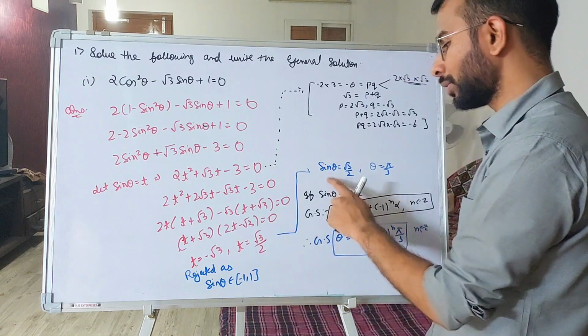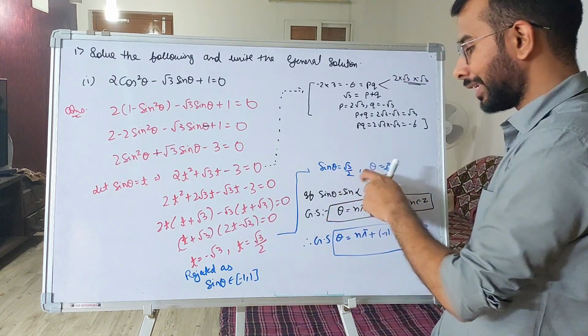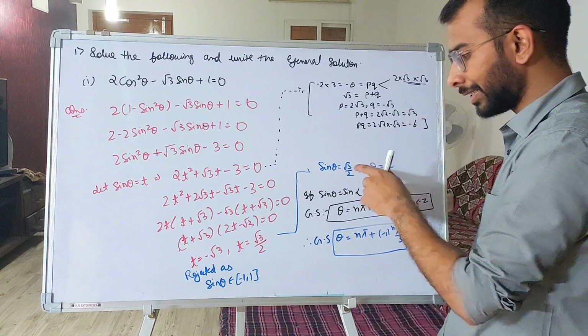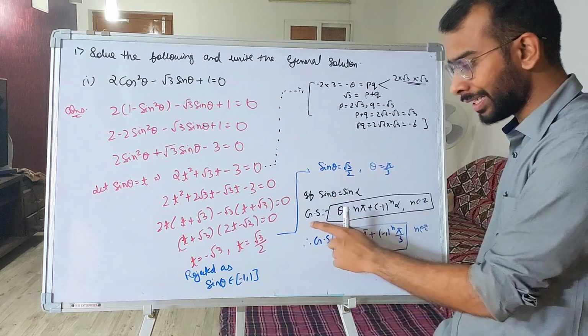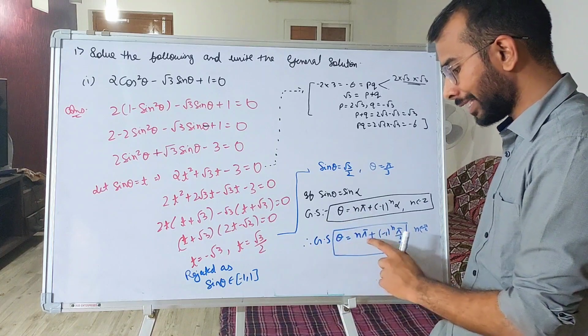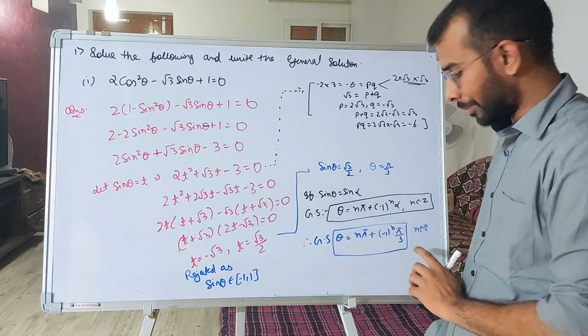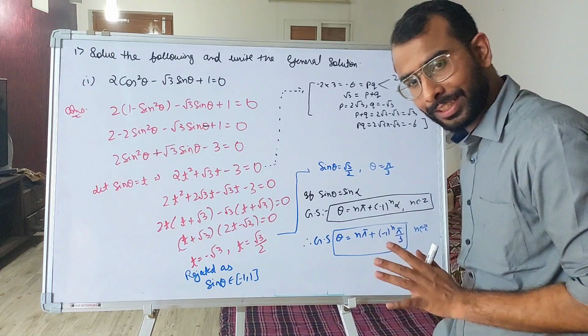Similarly, t is root 3 by 2, sine theta is root 3 by 2. Then theta is in the first quadrant, this would be pi by 3. Sine theta equal to sine alpha, this is the general solution. General solution is theta is n pi plus minus 1 to the power n pi by 3. n belongs to Z. So I guess this is super clear with everyone.